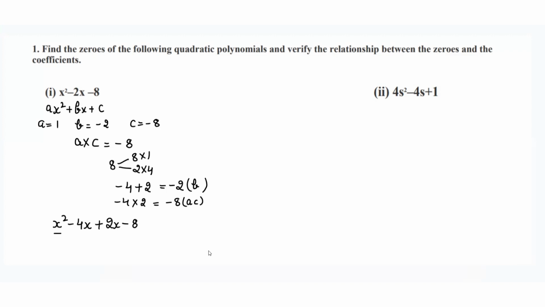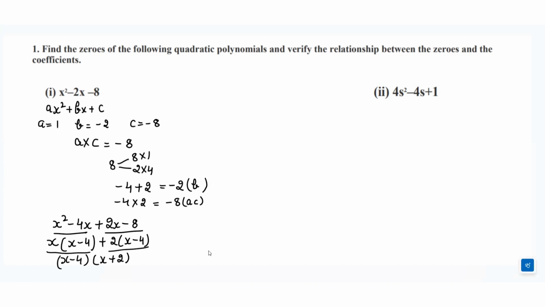Now from the first two terms I can take x common. I will get here x minus 4. From the second two terms I can take 2 common. What will be left? x minus 4. Now from this term and this term, x minus 4 is common, and what is left? x plus 2 is left.